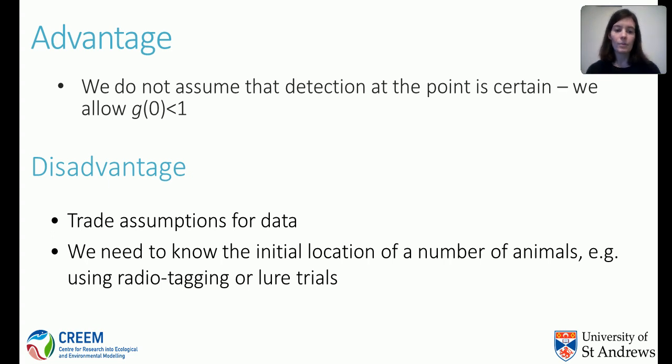And for these trials, we need to know the initial location of a number of animals, either through radio tagging or the lure trials, or as with the porpoise, using visual observations. So it can be quite a labour-intensive way to determine a detection function.